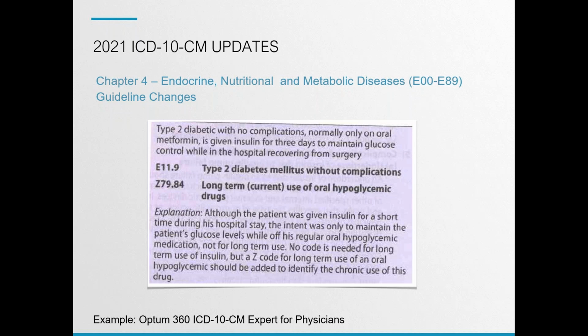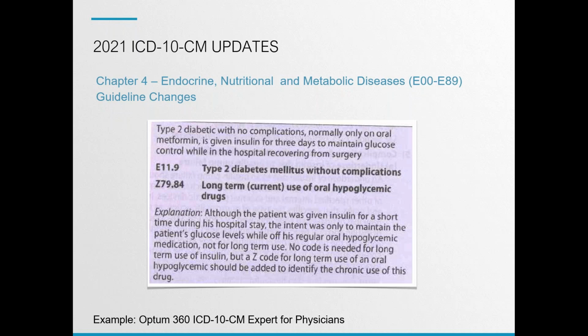So no code is needed for long-term use of insulin, but a Z code for long-term use of an oral hypoglycemic should be added to identify the chronic use of this drug. As you can see, this example comes from Optum's ICD-10-CM Expert for Physicians Manual.